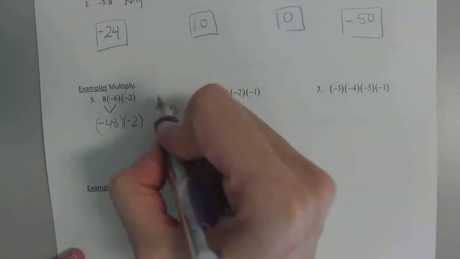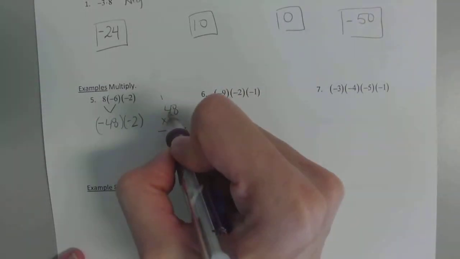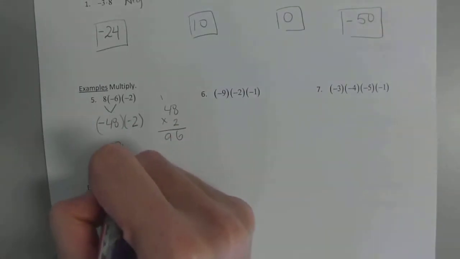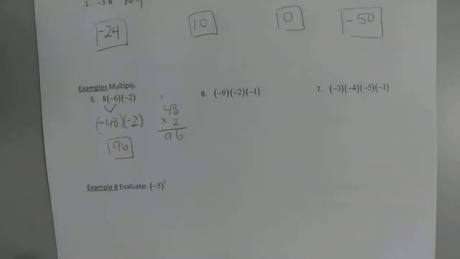2 times 8 is 16. Carry my 1. 2 times 4 is 8 plus 1, 96. Does it matter what order we did it in? Because I did like 6 times, like negative 6 times 2.